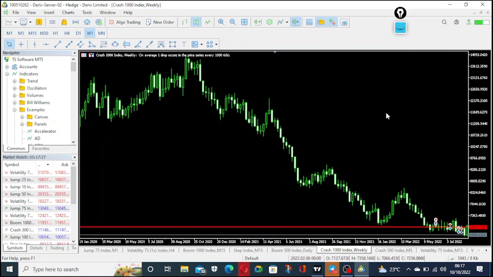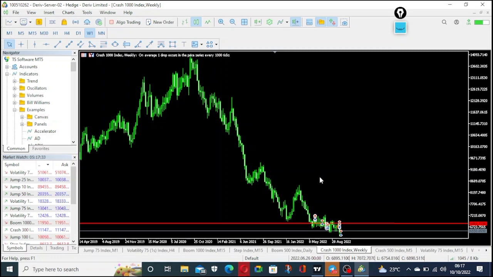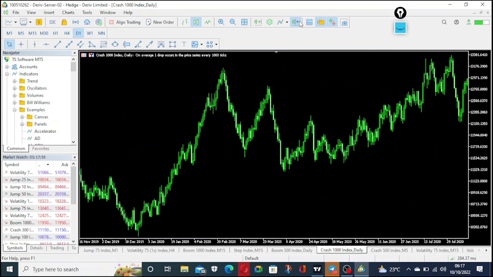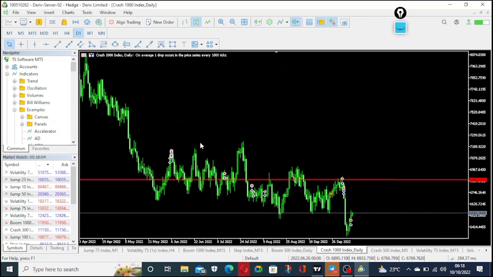Okay, so this is Crash 1000. As you can see, within this level on the weekly time frame, it has been in a consolidation phase. Price has been consolidating after giving us this push to the downside. Now we are going to go down to a lower time frame to see what's really happening, because most of us are scalpers rather than swingers.